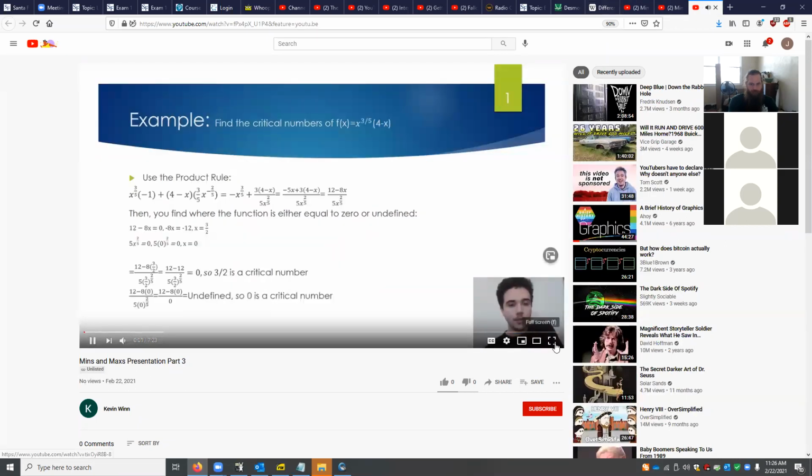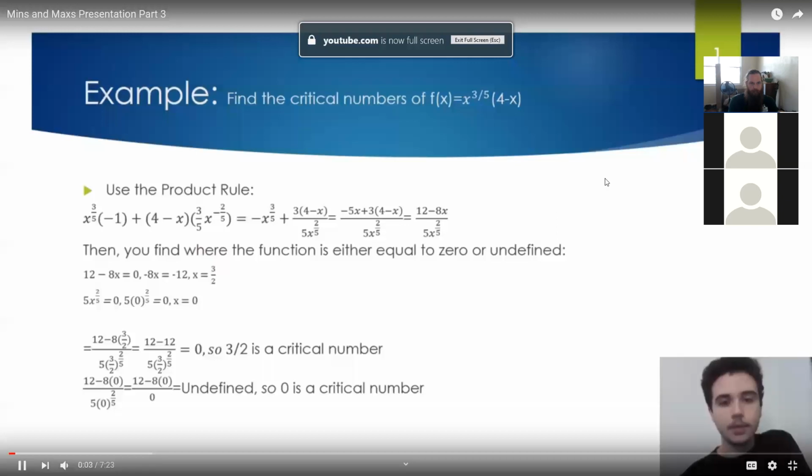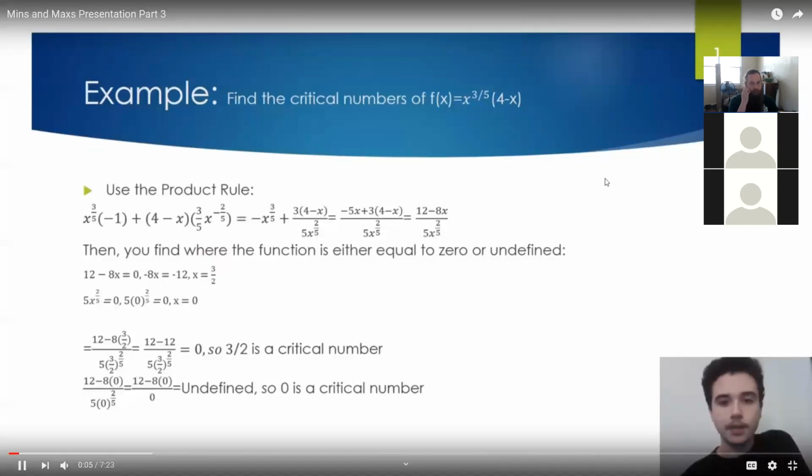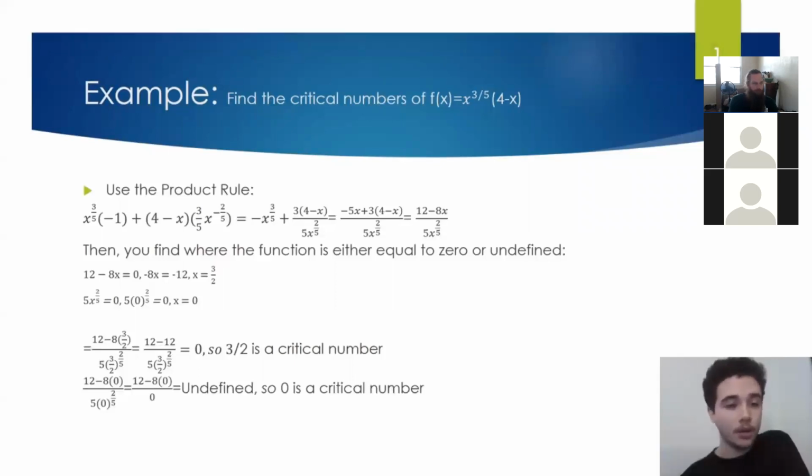Here we have our first example. Find the critical numbers of f of x equals x to the 3/5 power times 4 minus x. The first thing we're going to want to do is use the product rule. So that's going to get us x to the 3/5 power times -1 plus 4 minus x times 3/5 x to the negative 2/5 power. And that's going to get us negative x to the 3/5 power plus 3 times 4 minus x over 5x to the 2/5 power.